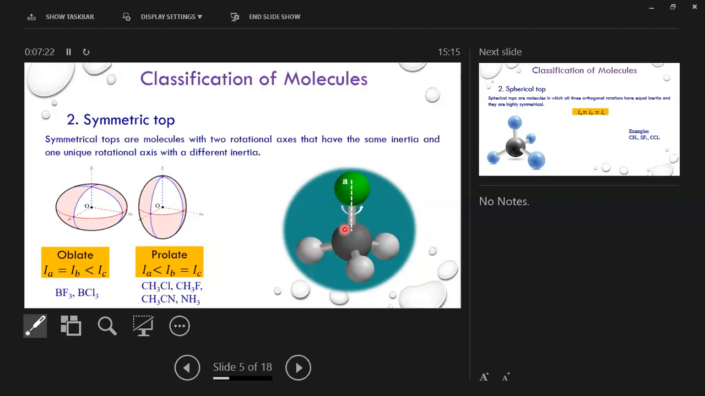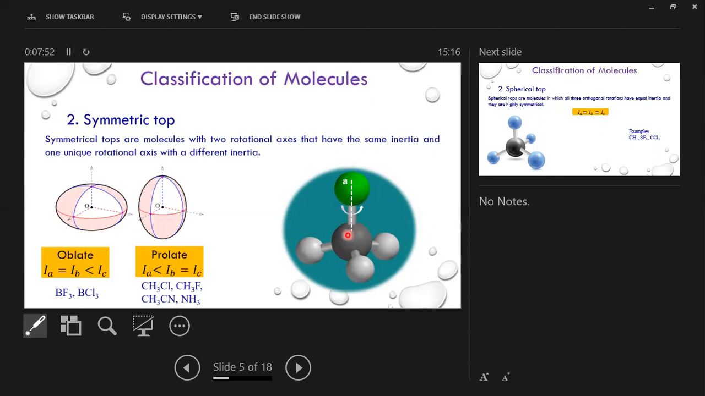So this is a symmetric top molecule, where we have these three atoms like this, and here another atom, and this is actually carbon. These three are hydrogen, and this one is chlorine. This is basically CH3Cl. Okay, so this is the A axis, and the other two axes are the B axis and the C axis, perpendicular to it.